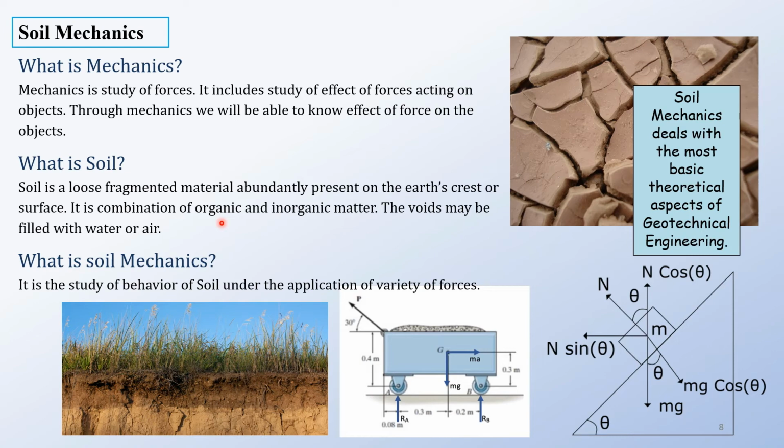And the third one is, because it is fragmental, obviously between the particles of the soil, air may be present. If it rains, then obviously water also may be present. So whether there is a presence of water or air in the voids, it is again referred to as soil itself. So it is an abundantly available material on the Earth's crust. The soil can be organic or inorganic, or a mixture of organic and inorganic matter, and then the soil may be wet or dry.